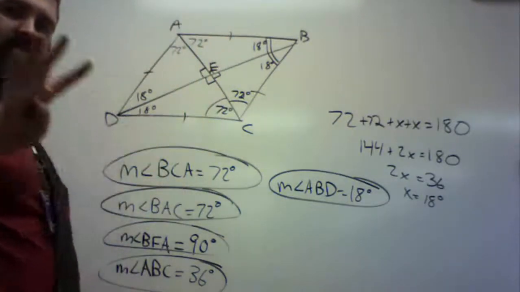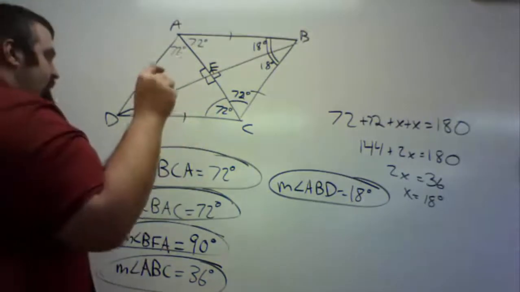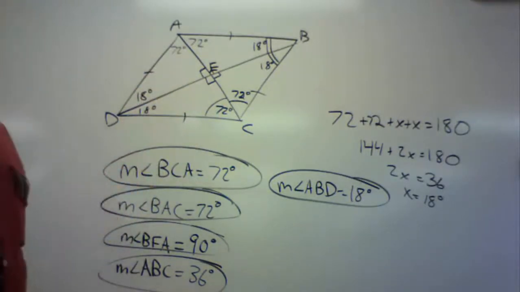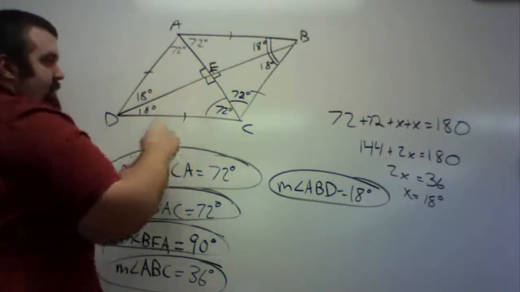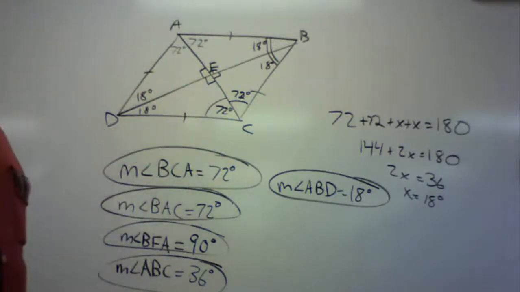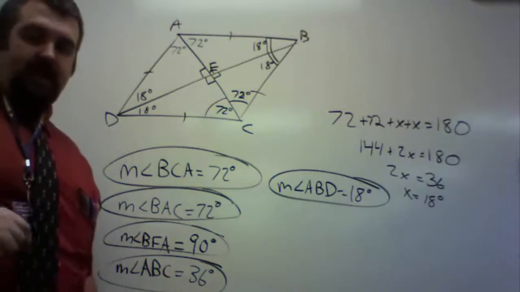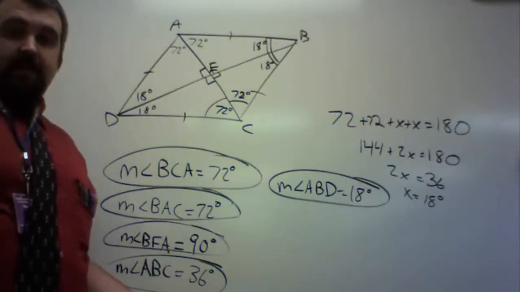You have 4 congruent triangles. Whenever you have a rhombus, you have 4 congruent triangles, and they all happen to be right triangles. When you have a rhombus, you have 4 congruent right triangles. Something neat.